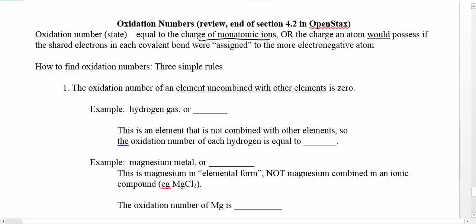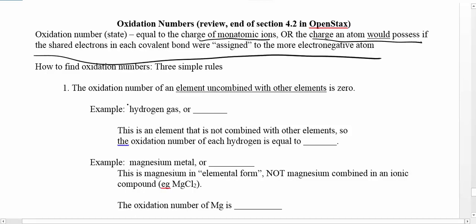It's also equal to the charge an atom would possess if the shared electrons were assigned to the more electronegative atom. Okay, so I've got oxygen in water. Who's more electronegative, the oxygen or the hydrogen? The oxygen, right? And so what we do is we assign all of the electrons from the bonds to oxygen, giving it an oxidation number of -2, right? But it's artificial. It's just a way to keep track of the electrons. And I'm going to teach you the rules.